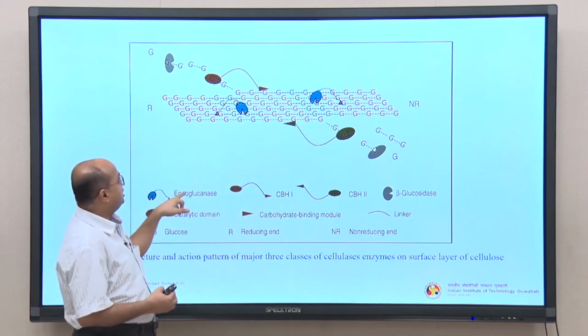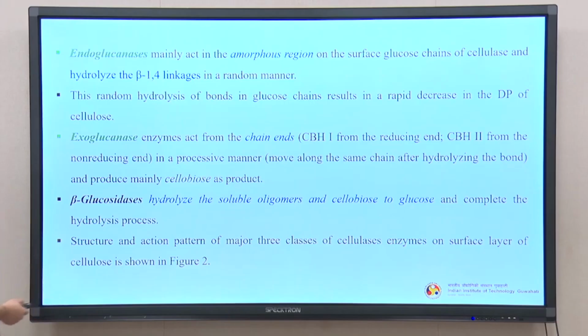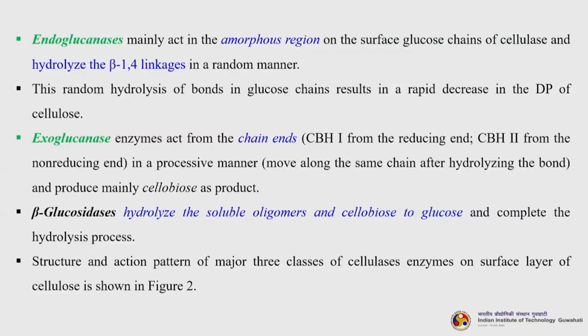Now, endoglucanase, as I told you, works only on the amorphous region. You can see that it is working on the amorphous region, which is represented by the black lines, right. Let us go back. So, this random hydrolysis of bonds in the glucose chain results in a rapid decrease in the degree of polymerization of the cellulose.